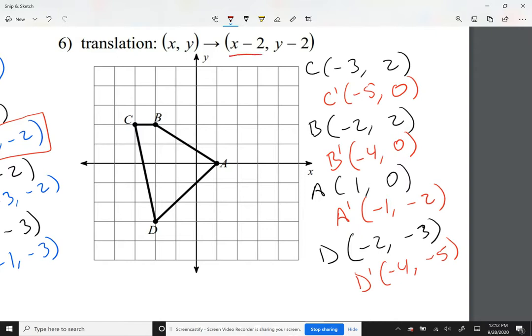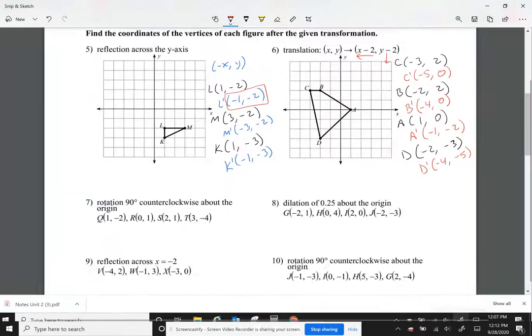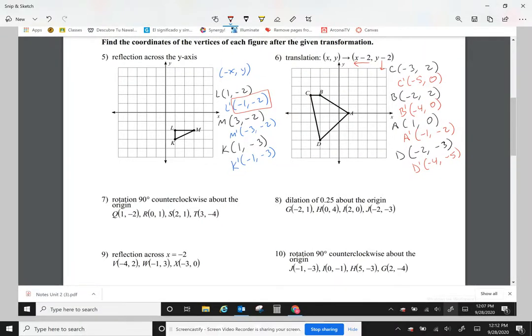You could have followed the point 2 to the left and 2 down. All right, follow any of these points, 2 to the left and 2 down, and you easily can get the coordinates that you need. All right, so let's take a look at question number 7. From 7 through 10, I'm asking the same thing. Give me the coordinates, but here I'm not going to give you the graph.